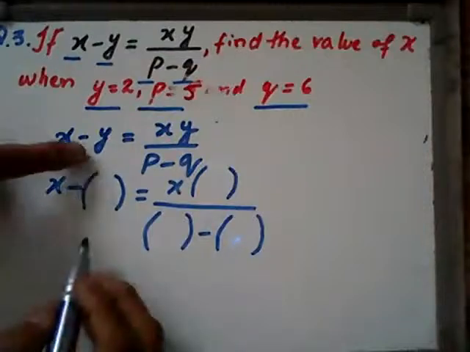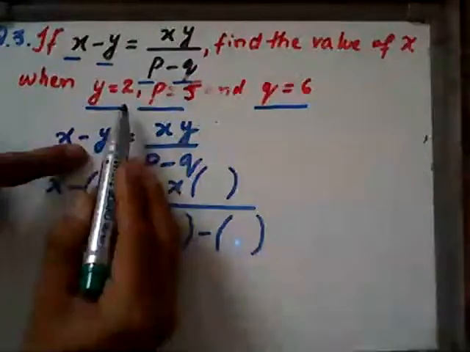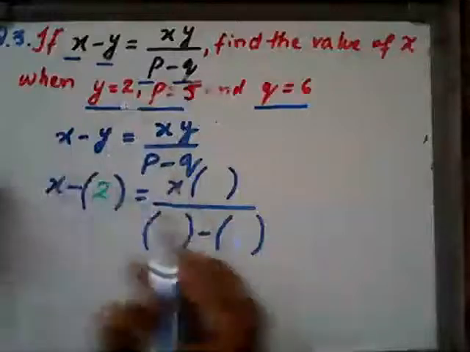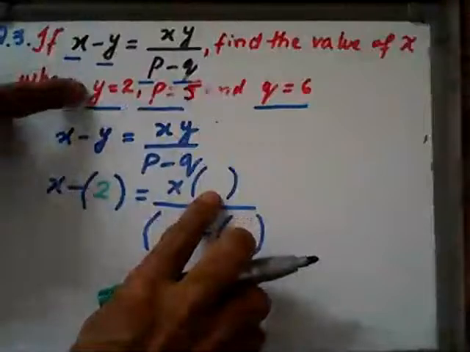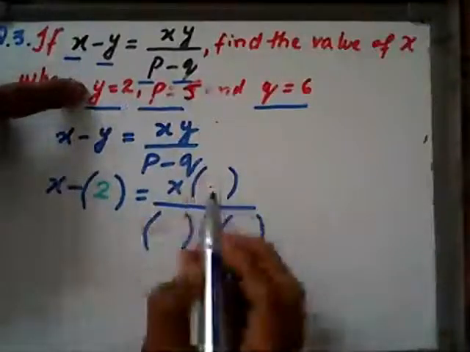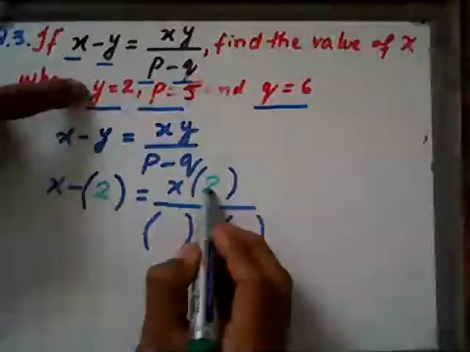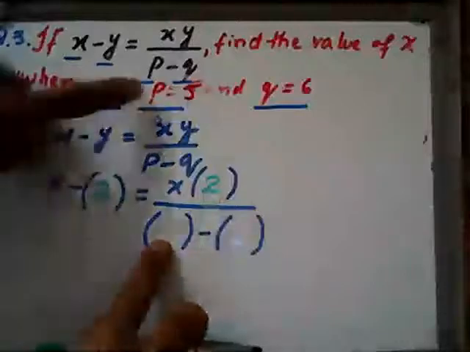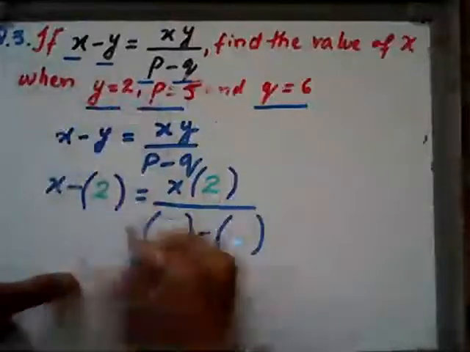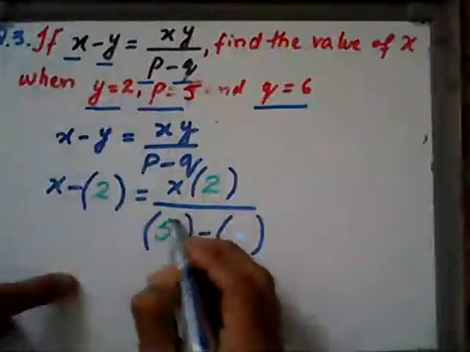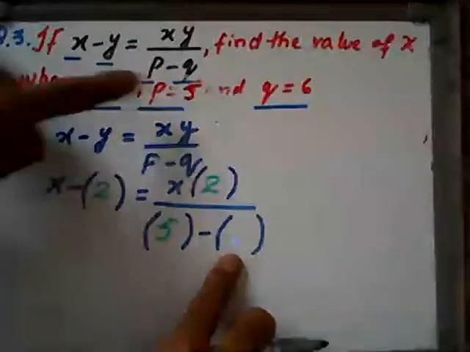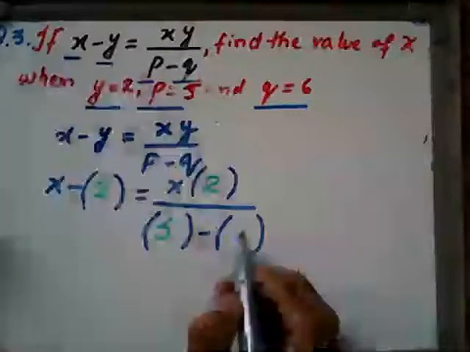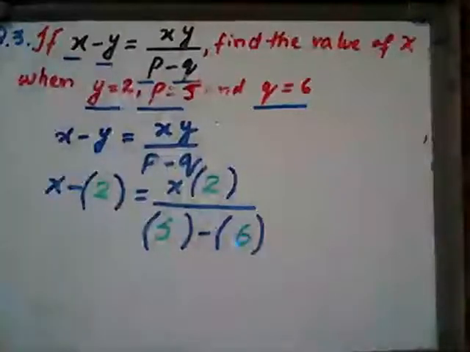What is the value of y? y's value is 2, so we'll put 2 here. This was y, so again the value is 2. It was p, so what's the value of p? 5, so we'll put 5. It was q, so what's the value of q? It's 6, so we'll put 6. Now we have put all the values. Now we will be simplifying this.